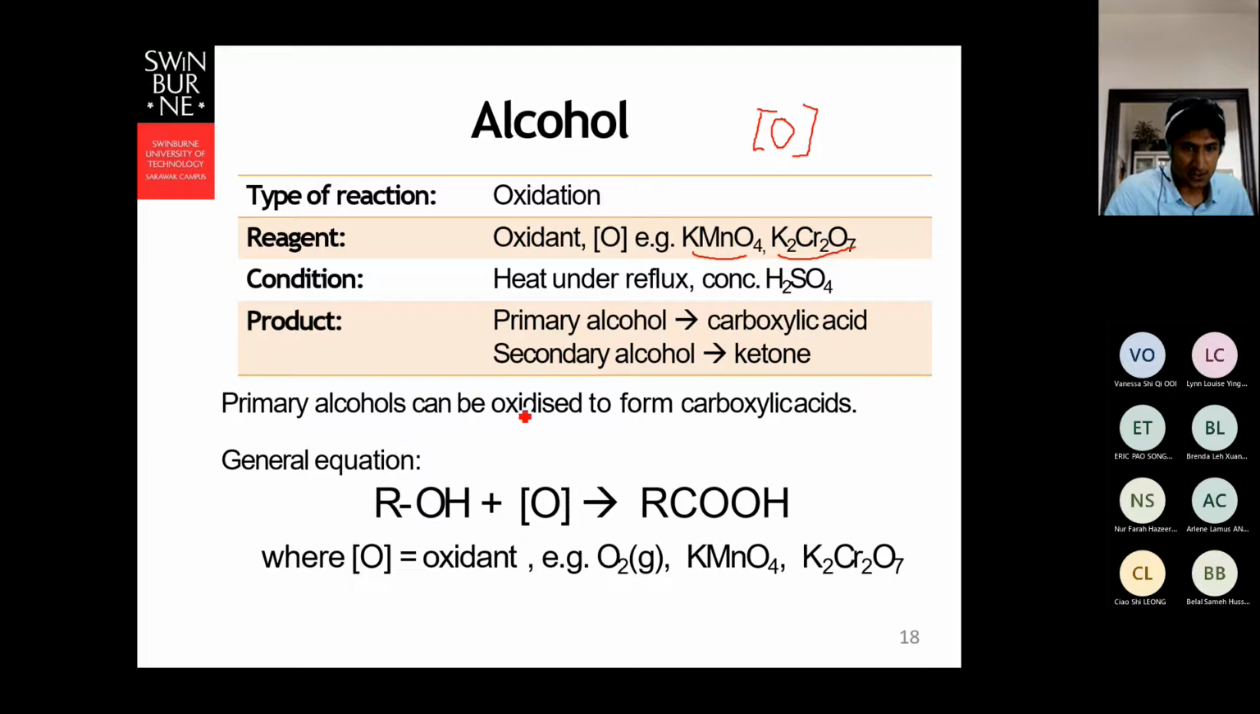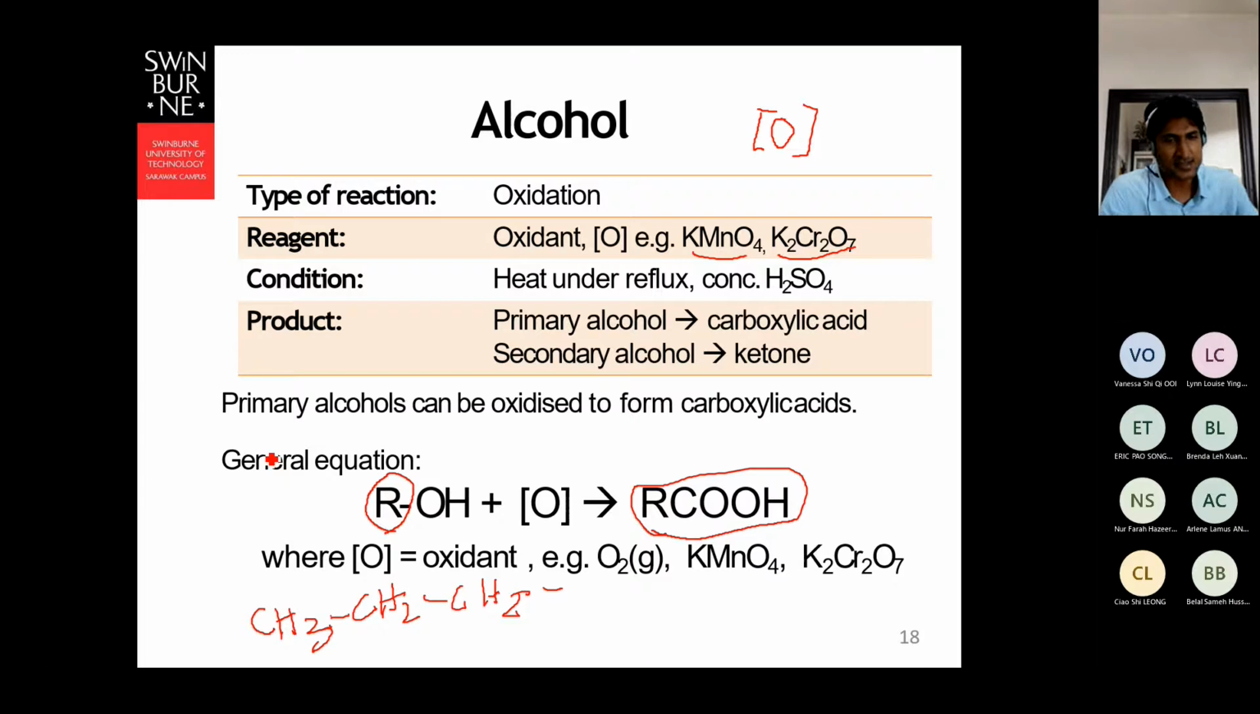So this reaction will occur, and then it will produce a carboxylic acid. This R means the hydrocarbon chain, CH3, CH2, CH3, CH2, CH2, CH2, like that. It will go on. It depends on the length of carbon and hydrogen you have. It can be CH3 only, it can be CH3, CH2, or CH3, CH2, 2, 2, 2, that long also.